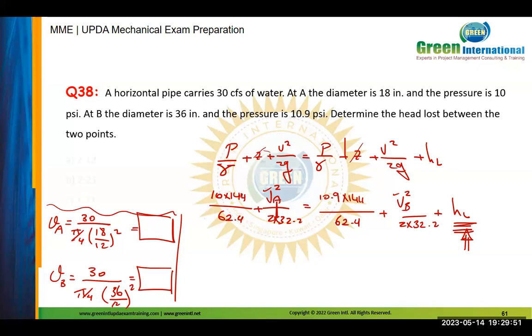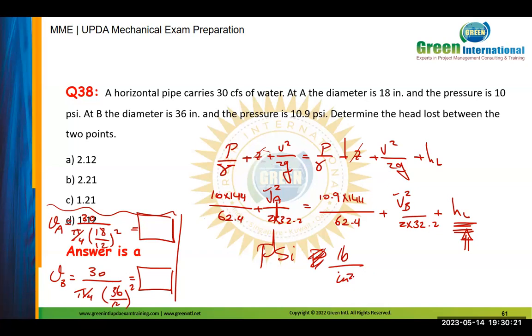Okay, fine. Sir, for this pressure, 10 psi, we got per pressure where from inch to feet. Should we divide or multiply with the... Multiply. Pound, they're doing inch square. So this is pound per inch square. So we needed to change it to feet square.